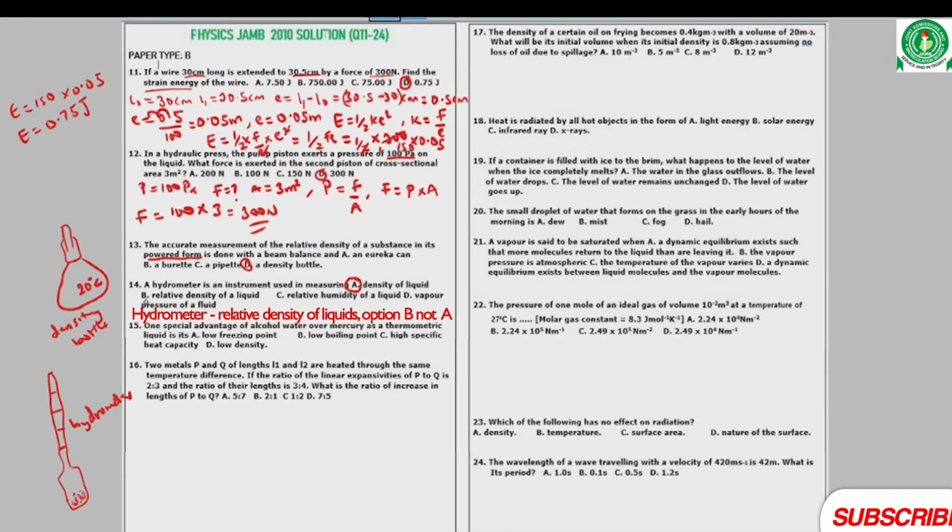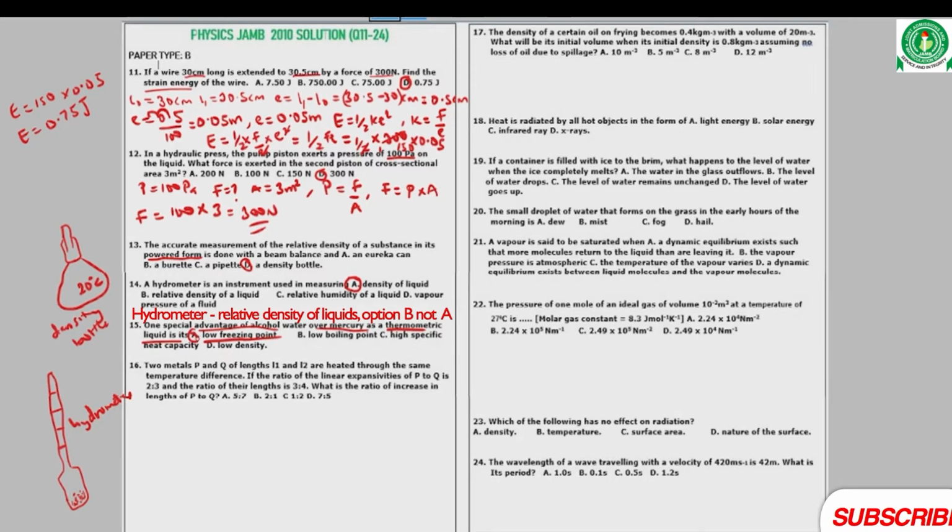Now number 15 says, one special advantage of alcohol over mercury as a thermometric liquid is it what? What is the advantage of alcohol over mercury as a thermometric liquid? Is it low freezing point? It is low freezing point.